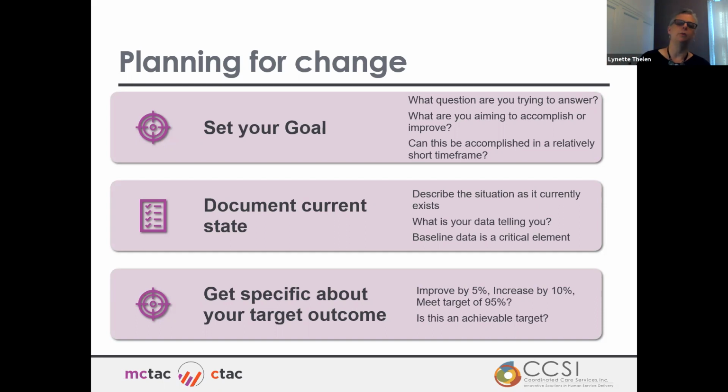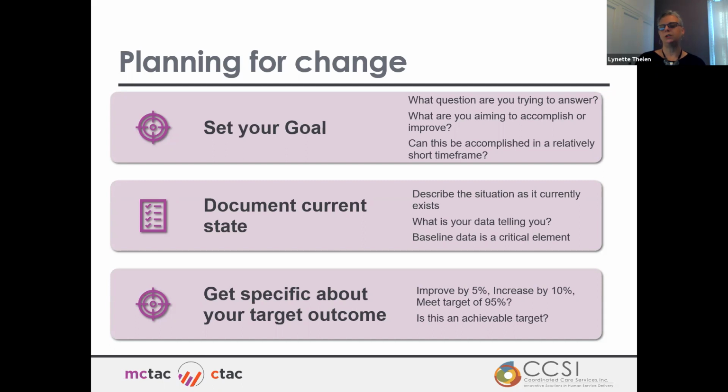And then setting a target. So are we trying to improve it by 10%? Are we trying to improve it by 20%? That kind of thing. You want to make sure that as part of your planning, you document the current state. We talked about that a little bit before. You don't know if something has changed unless you have your baseline data. So that's a pretty critical element.